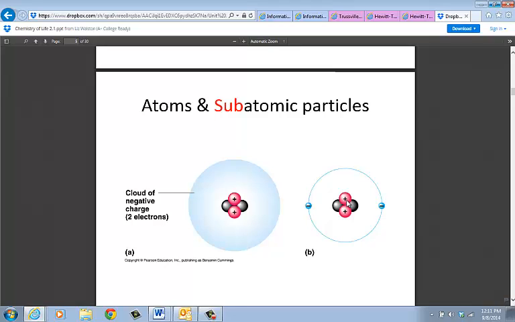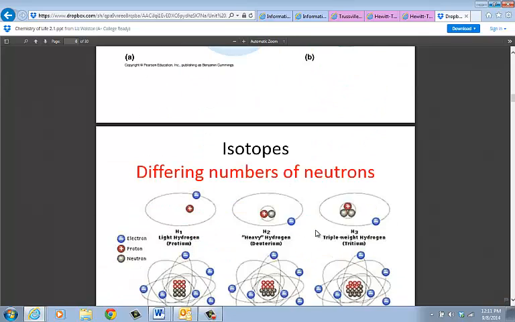So when there's no charge to an atom, the protons equal the neutrons. All right, I'm sorry, the protons equal the electrons. Let me get that right. All right, so that's a neutral atom. Let's see, what else do I want to say about this? Well, let's just move on.